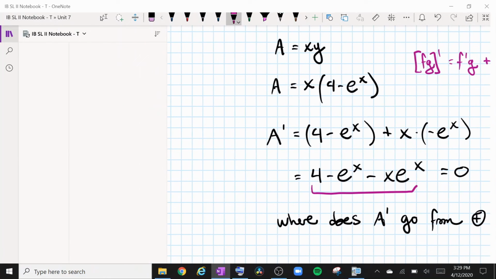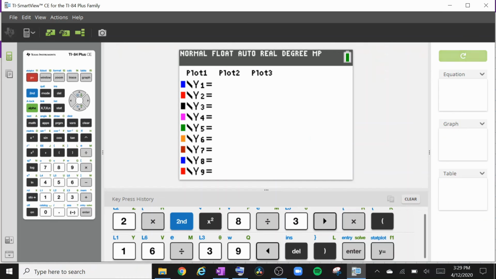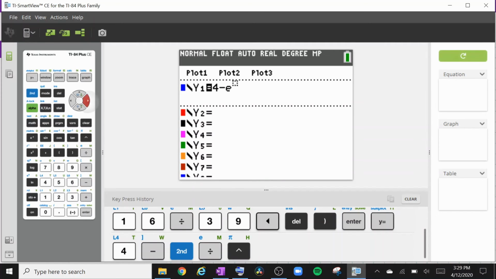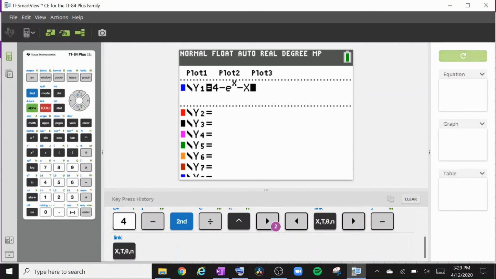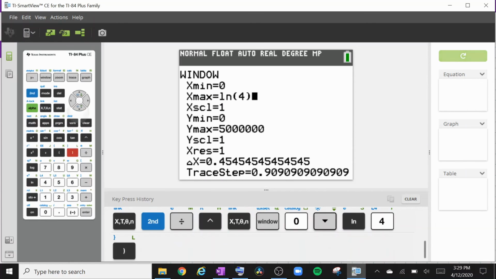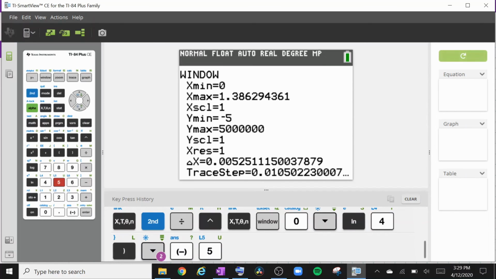So let's take this, and I'm going to plug it in for y equals into my calculator. So 4 minus e to the x minus x e to the x. Okay, and let's change the window to the bounds that we talked about before. The maximum x value we said was natural log of 4, and then for the y values, let's just do negative 5 to 5, just so we get an idea of what the graph will look like.